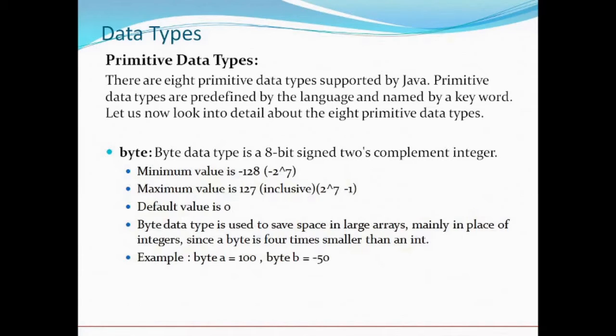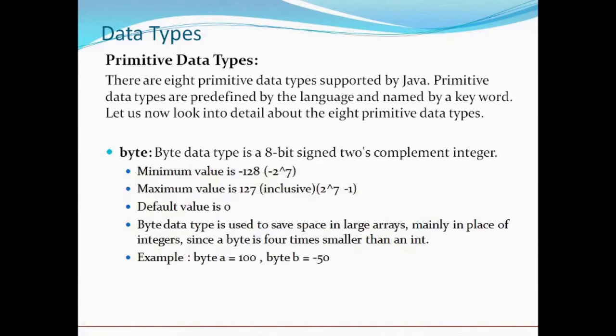So the byte data type is used to save space in large arrays, mainly in place of integers, because if the numbers we are interested in are not greater than 127 or less than -128, then this data type serves well. And it is quite small compared to integer. It is 4 times smaller than integer, so it holds very little memory space.